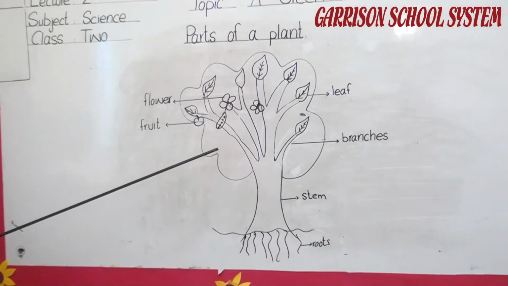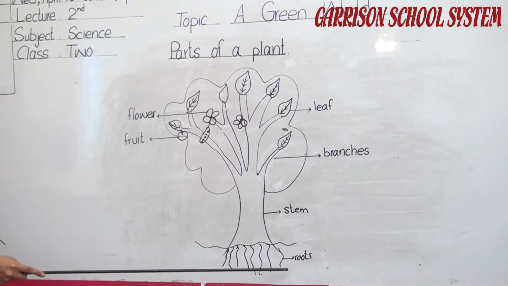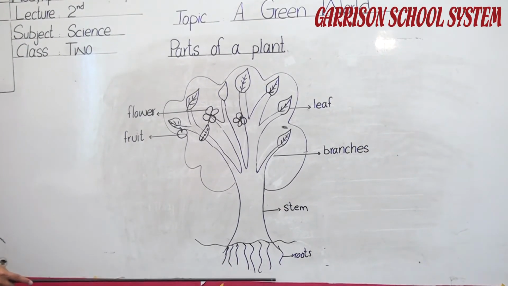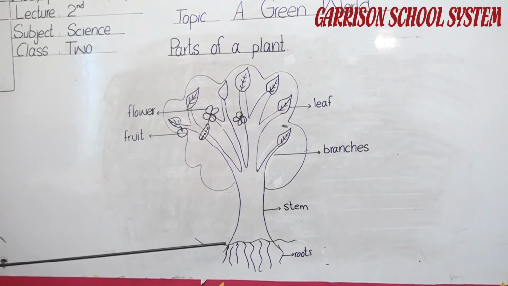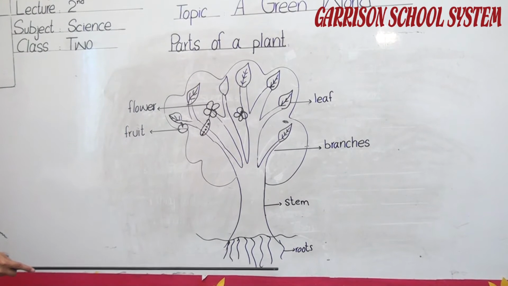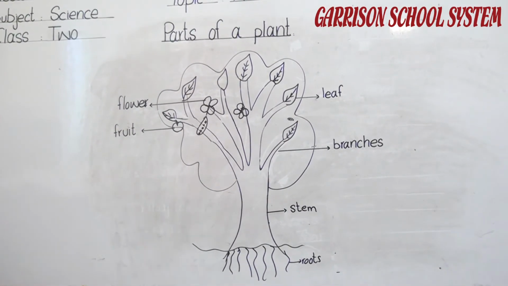Some parts of the plant are under the ground and some parts are above the ground. Only the roots are the part of the plant which are under the ground. All the other parts you can see are above the ground. Now we have to come to know why the roots are under the ground and what these parts of a plant are doing for the plant.